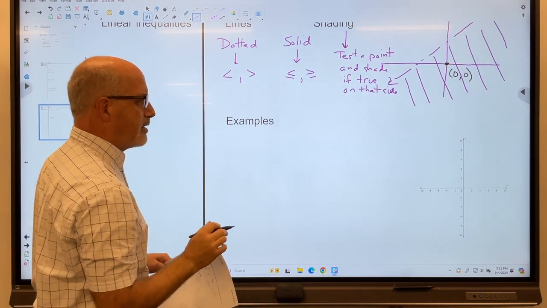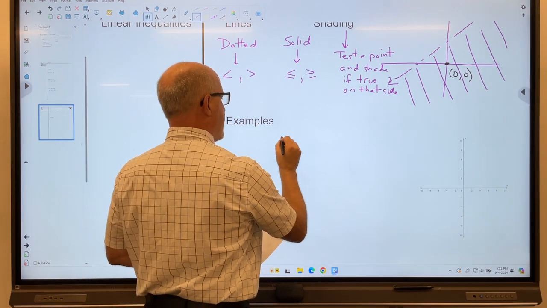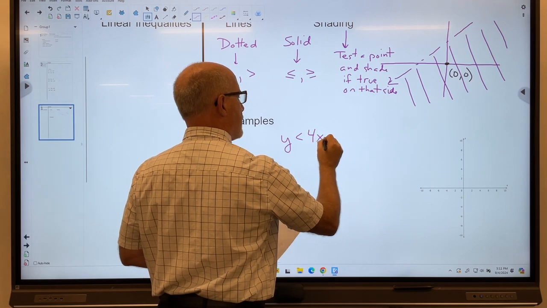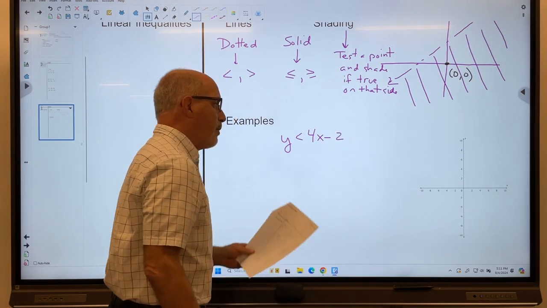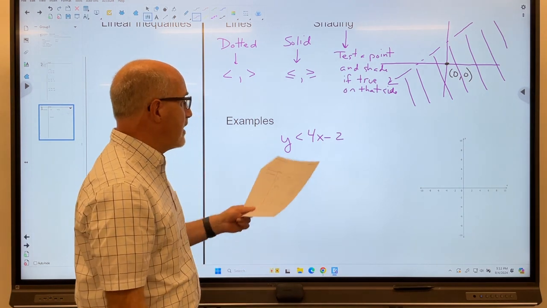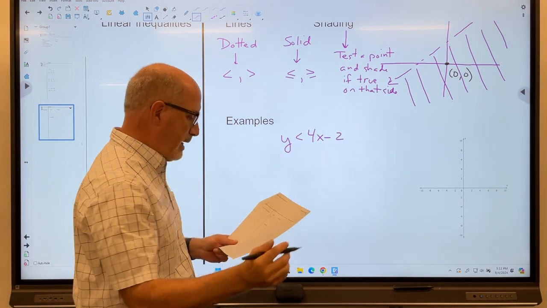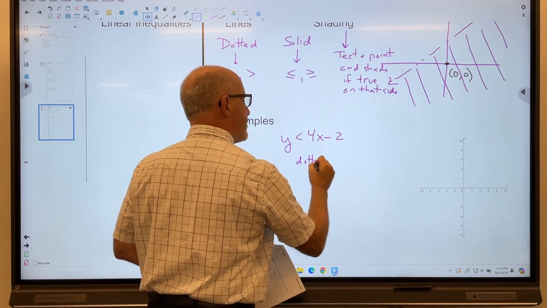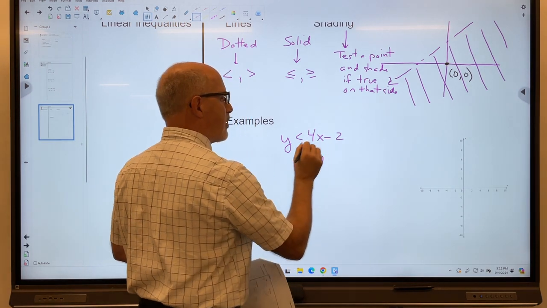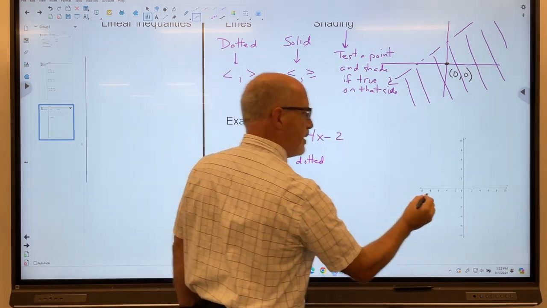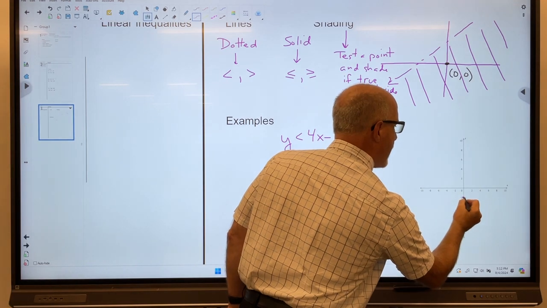just as a preview for what we're doing. So if I want to do y is less than 4x minus 2. Now, this is a linear inequality because it doesn't have a square on it. Notice it has a less than, so immediately I know it's going to be a dotted graph. So when I graph this line, let's start at my y-intercept of -2. So -2 here on my y-axis.